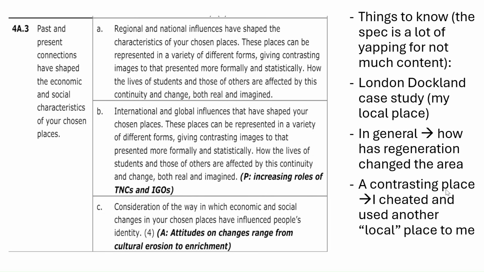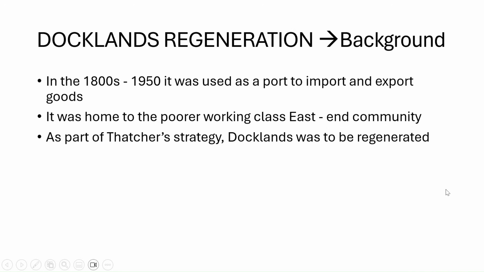So, the Docklands regeneration. What do you need to know about it? So, the background: in the 1800s to the 1950s, it was used as a port to import and export goods, and it was home to the poorer working class East End community. And as part of Thatcher's strategy, her time in office, the Docklands was to be regenerated.